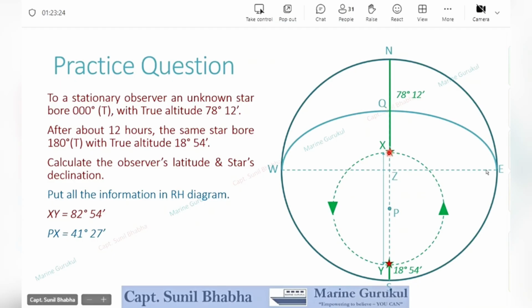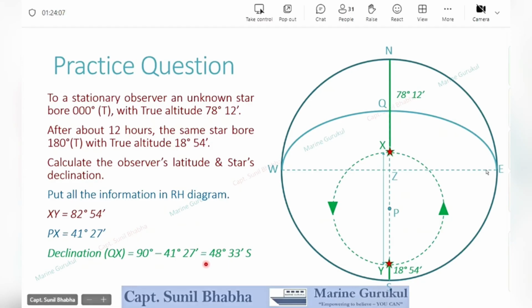Now we know the polar distance PX, we have calculated it as half the diameter, it is 41°27'. From this we can now find out the declination of the star, which is basically how far away from the equinoctial this star is, that is Q to X. And this declination is equal to 90 minus polar distance. You can see P to Q is 90, P to X is 41°27', that is the polar distance. So Q to X will be 90 minus 41°27', that is 48 degrees 33 minutes.